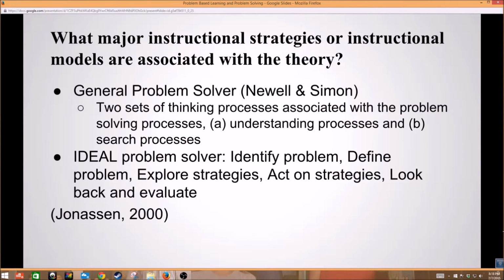What major instructional strategies or instructional models are associated with problem-solving theory? Well, general problem solver has two sets of thinking processes associated with the problem-solving process: A, understanding processes, and B, search processes. IDEAL problem solver stands for identify problem, define problem, explore strategies, act on strategies, look back, and evaluate. These are strategies that teachers can use to instruct using problem-based learning.